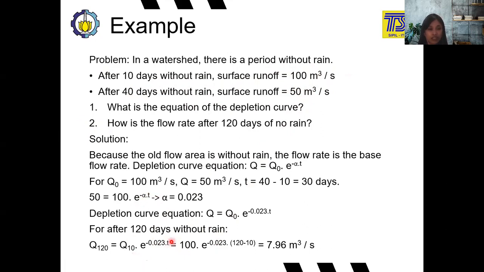So we can calculate it using the deflation curve that we already obtained before to get the flow rate after 120 days of no rain. And we got this 7.96 meter cube per second of the flow, or the surface runoff, in the watershed. So the surface runoff becomes lesser and lesser, so that it can reach zero soon. After so many days without rain, it can reach zero surface runoff. So the river will be dry until there's rain again, and then the surface runoff will be increasing again.